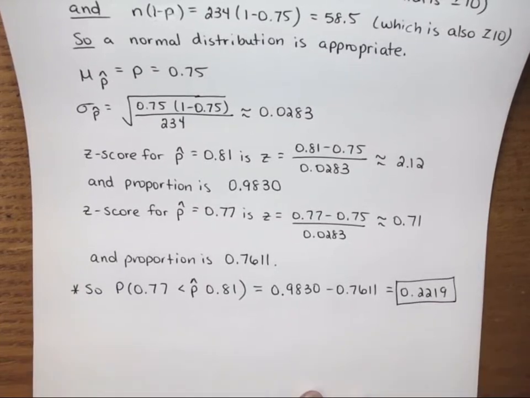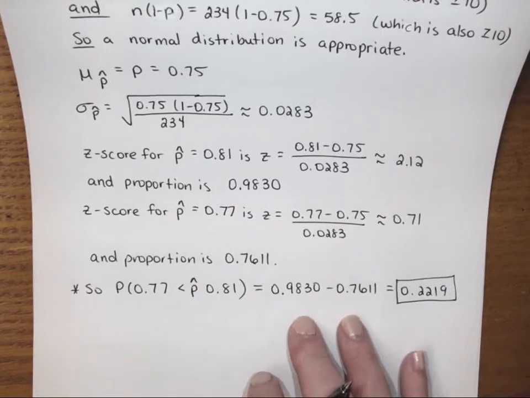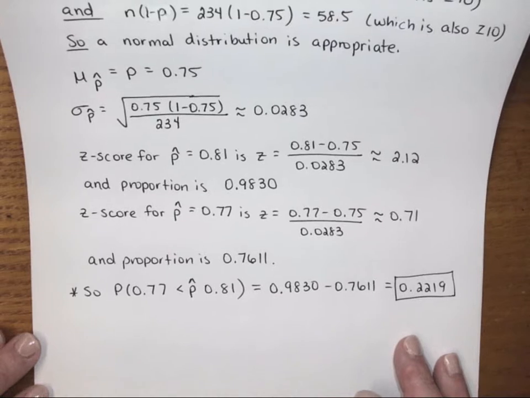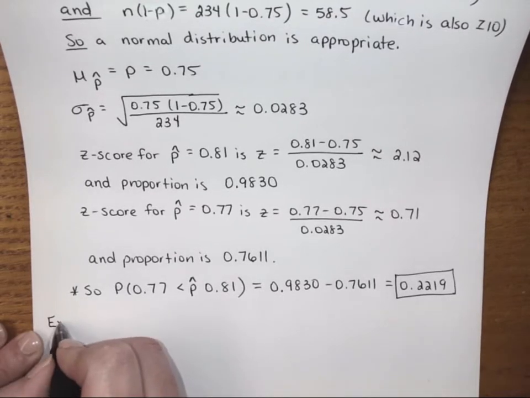So anytime you're doing a problem where you're going between 2 numbers, remember we find both z-scores, we find the corresponding areas for both, and we subtract those 2. All right, so let's look at a couple word problems.